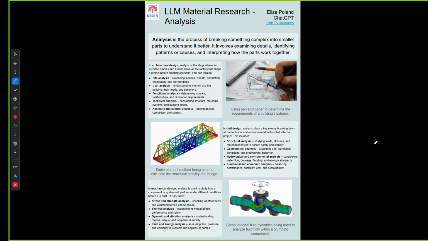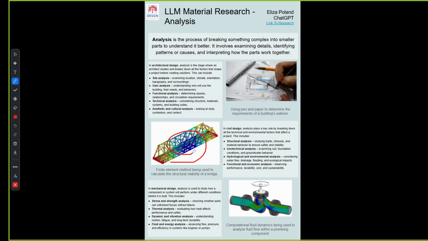So here's the first one we're going to look at, and I see that it's got a nice link to the research. That's very good. It's got the definition of analysis, what it is in architecture, civil, and mechanical. There are images to help me understand, and this is obviously architectural. And there's even an annotation that lets me know what this is. That's actually really critical that we get those. Otherwise, it's just a picture and I'm not always sure how they tie, but this one lets me know.